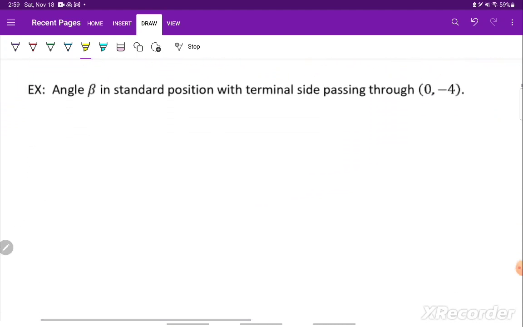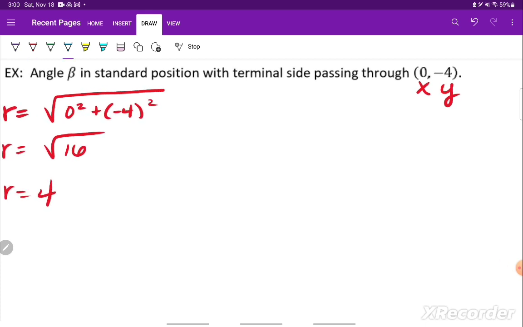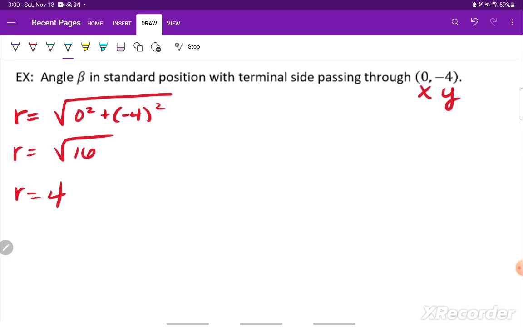Let's try another one. We've got an angle beta in standard position with the terminal side passing through (0, -4). They've given us the ordered pair. Here's our x, here's our y. We need to find r, and then we're plugging it into our definitions. It'll be the square root of 0 squared plus -4 squared, square root of 16, which is 4. And into the definitions we go.